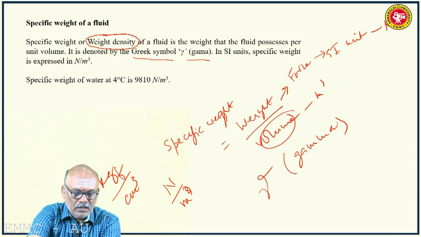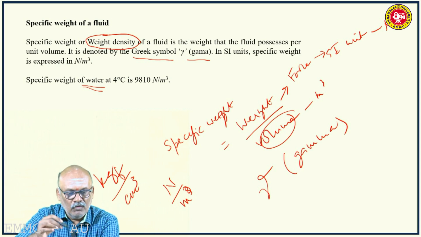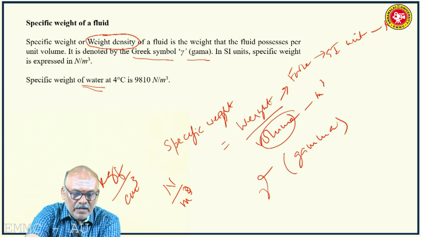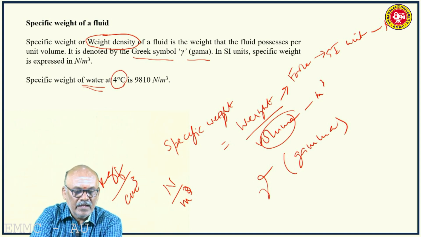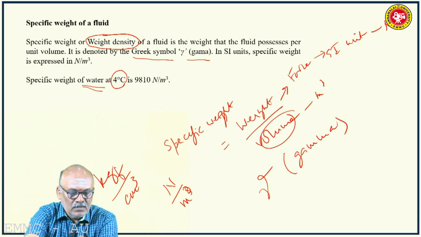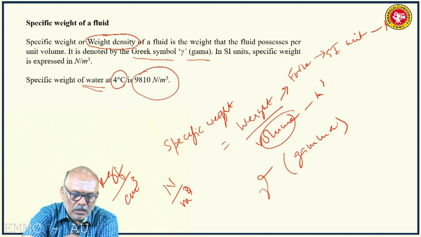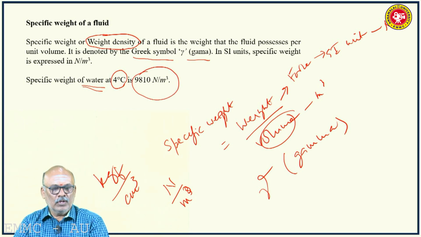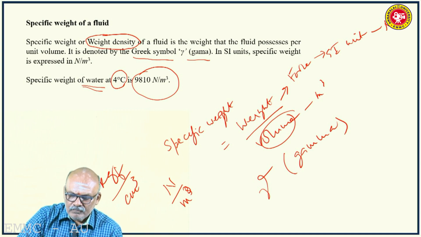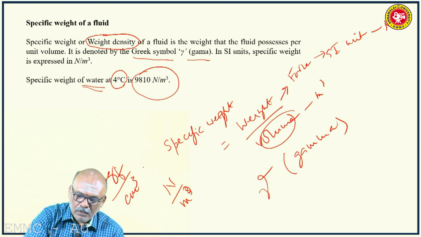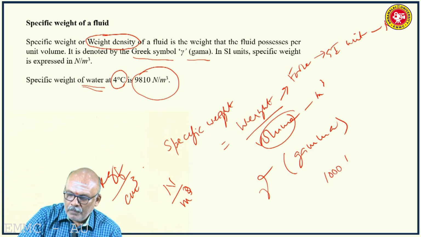Again taking water, because water is considered as the standard liquid in any of our discussion. So specific weight of water, again you should quote the temperature. Temperature is important. With respect to temperature, there will be slight variation in the mass density or specific weight. So specific weight of water at 4 degrees centigrade can be taken as 9810 Newton per meter cube. Suppose if we want to tell in MK system, say kilogram per meter cube, right? It will be 1000 kilogram per meter cube.